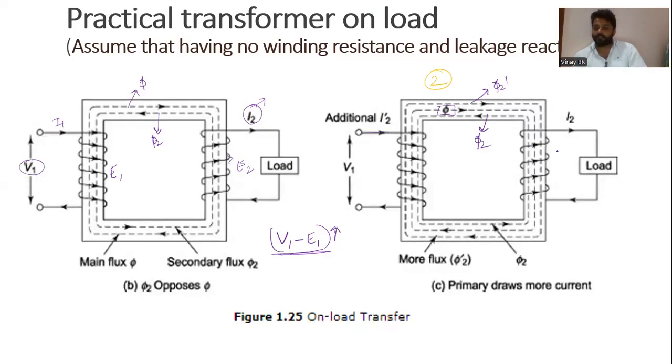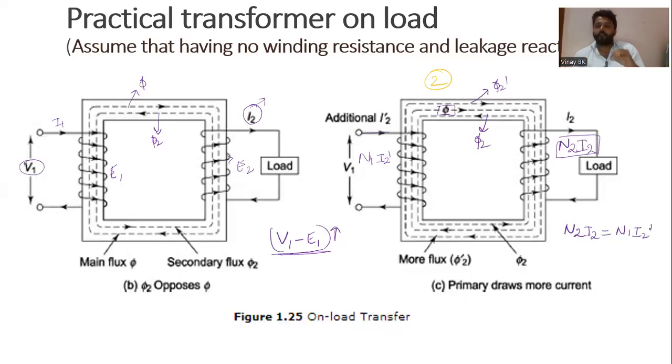So which means that in the secondary side, we will be having the MMF of N2 with respect to I2. So here this MMF will be the same as the primary side MMF only if there is an additional current, that is I2 dash. Hence the MMF will be balanced if N2 I2 is the same as N1 into I2 dash.